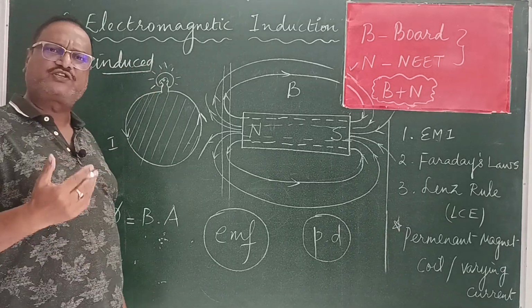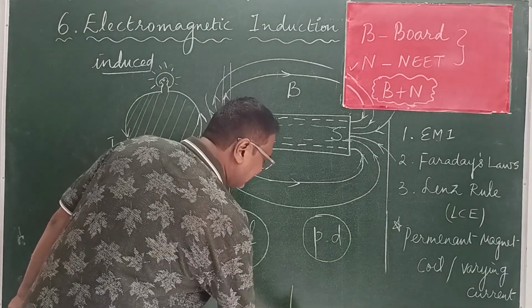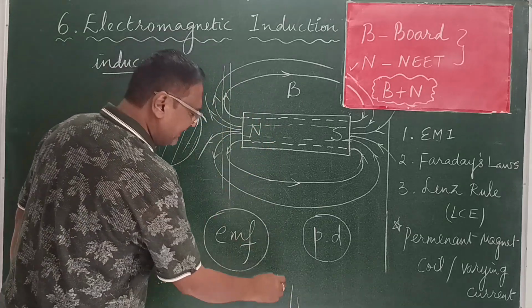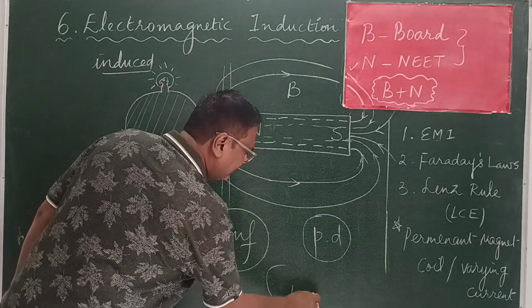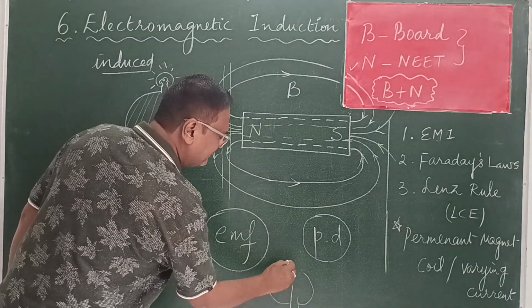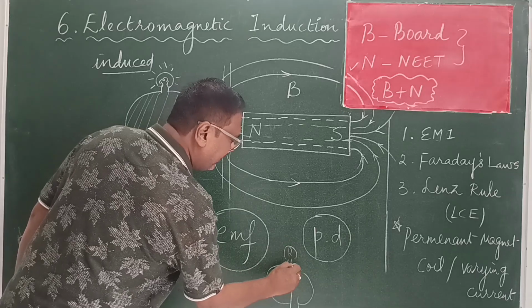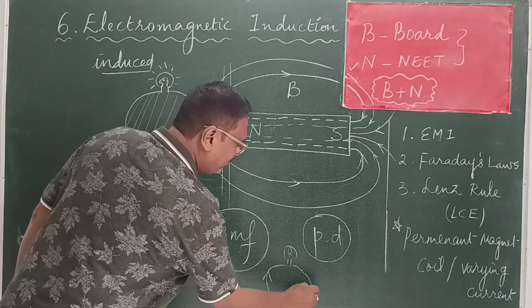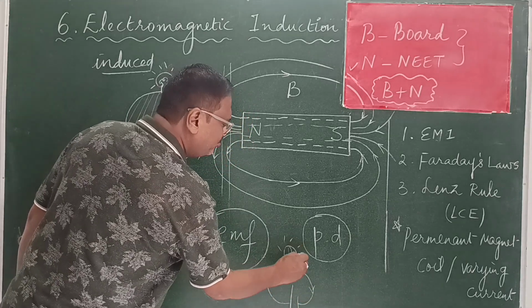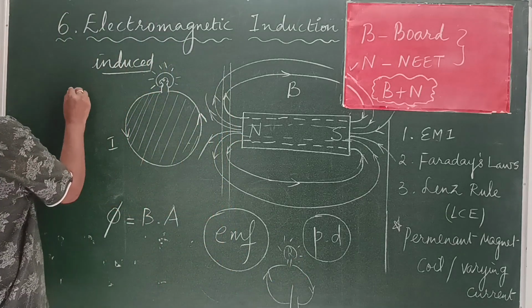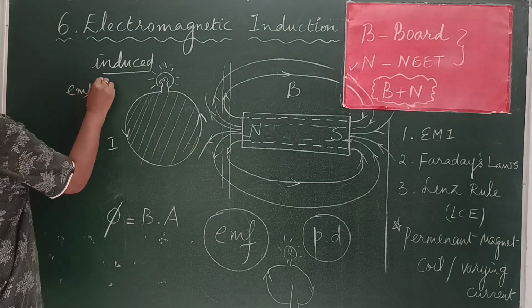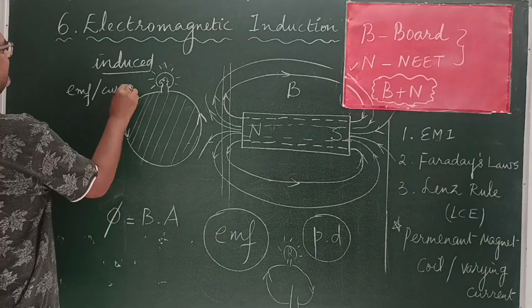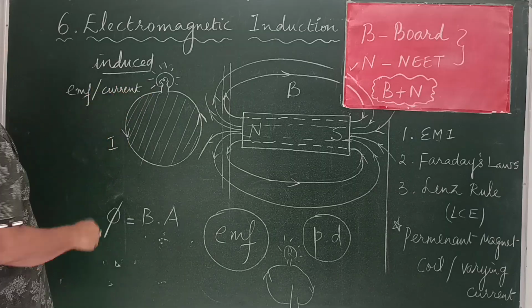When EMF is induced, naturally this behaves like a cell, and in a cell when EMF is there, the current will flow through that. So that current we call induced current. Induced EMF, and another word you will come across is induced current.